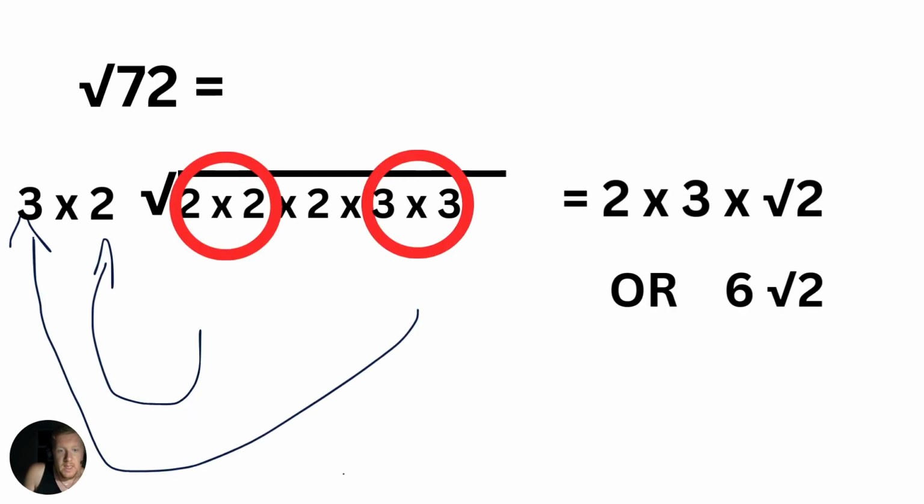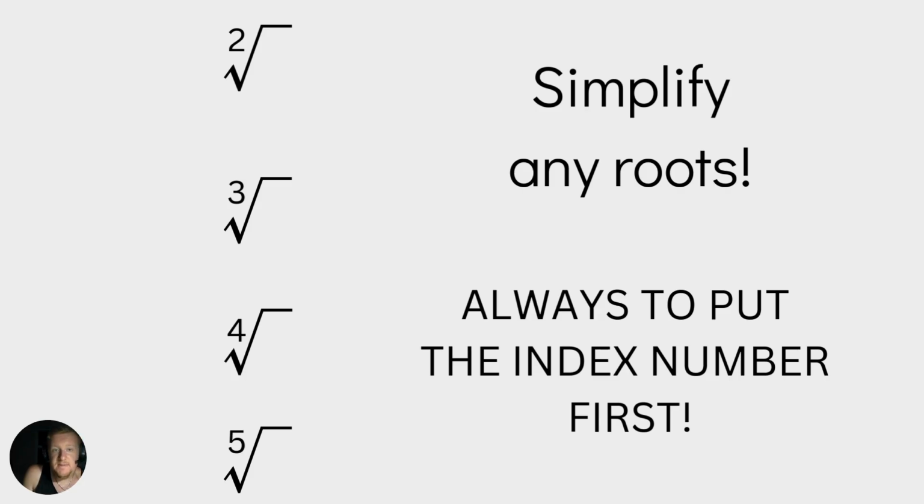So, you can simplify the roots in any kind of root, like square root, cube root, fourth root, and fifth root. But always remember to put the index number first, because if you don't put the index number in, it's always going to be the square root.